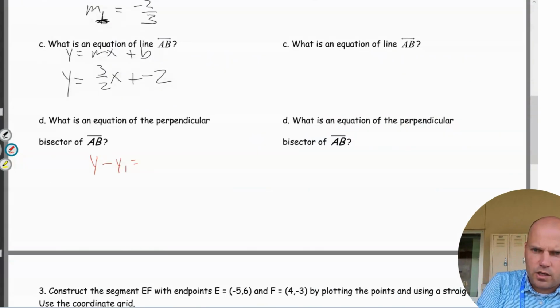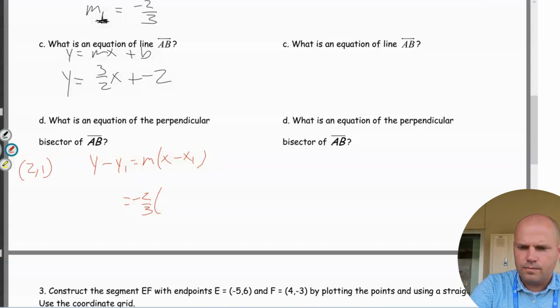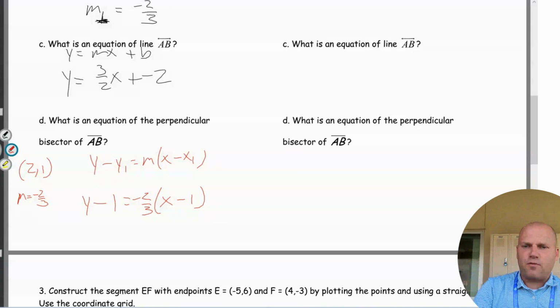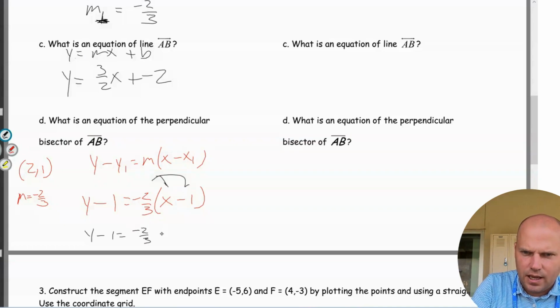y minus y1 equals m times x minus x1. The m was -2/3. I have the point 2, 1. I have the slope of -2/3. So I will keep x, so I have the equation. I will keep y, so I have the equation. I'll change y1 and x1. This is fine. If we'd like to discover the actual location of the y-intercept, we can do some math and solve for y, and we'll turn this equation into y equals mx plus b form, something you did a lot in algebra.